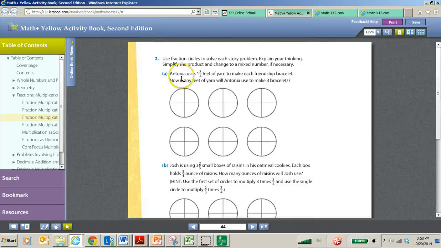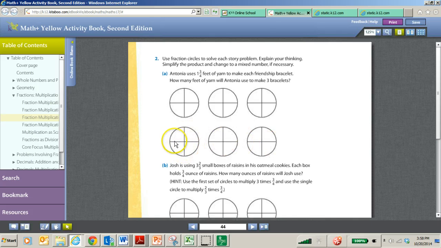So right here it says Antonio uses 1 3/4 feet of yarn to make each friendship bracelet. How many feet of yarn will Antonio use to make 3 bracelets? So we could say here's 1 bracelet, here's 2, here's 3. So he has a whole and 3/4, a whole and 3/4, a whole and 3/4. Then we need to combine to see if we can make additional wholes out of these parts of a whole.